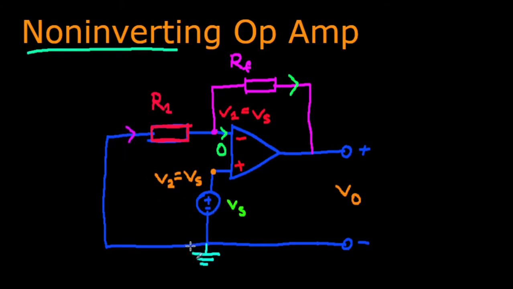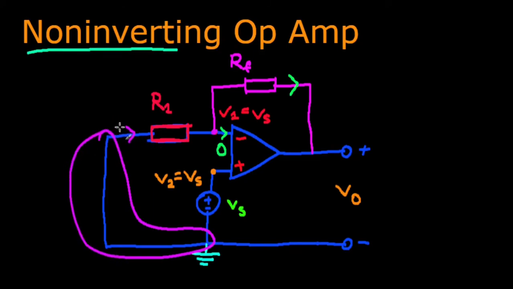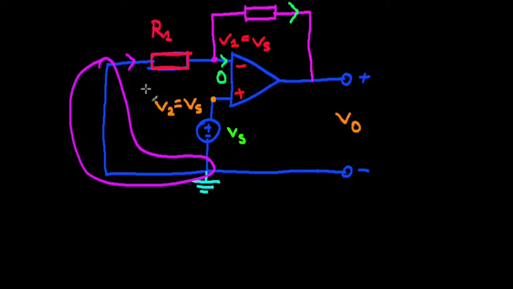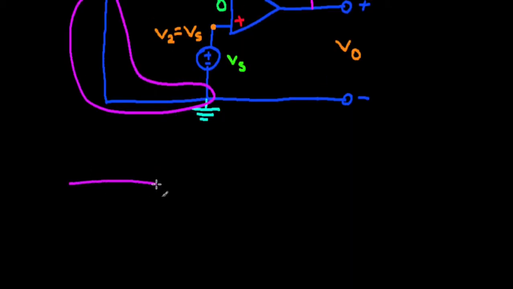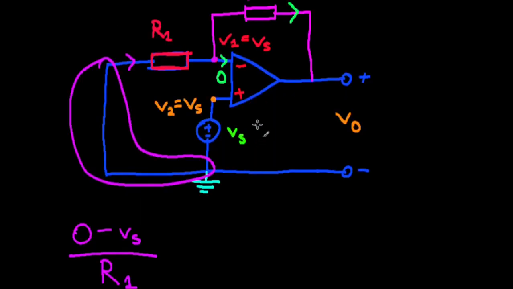So what is this current? This whole node right here, this is the ground, so the potential is zero here. The current here is zero, the voltage is Vs. So 0 minus Vs divided by R1. Let's write that down. The current entering that node is 0 minus Vs divided by R1, and this is equal to the current exiting.